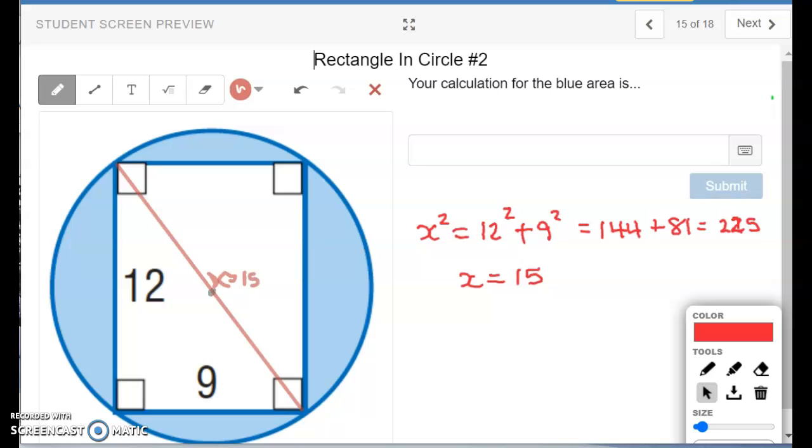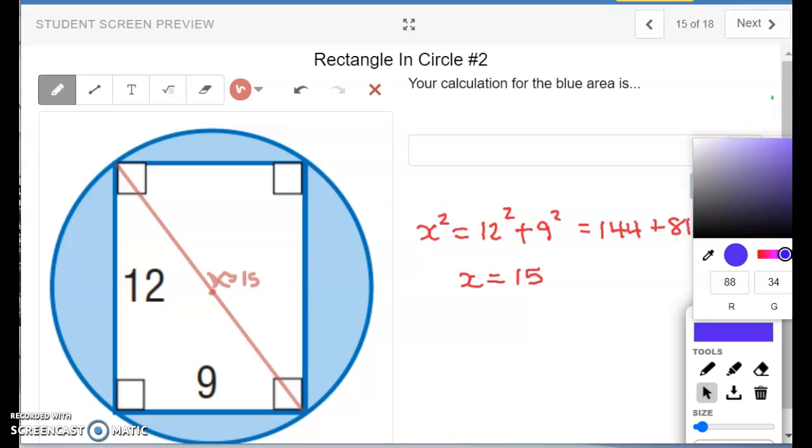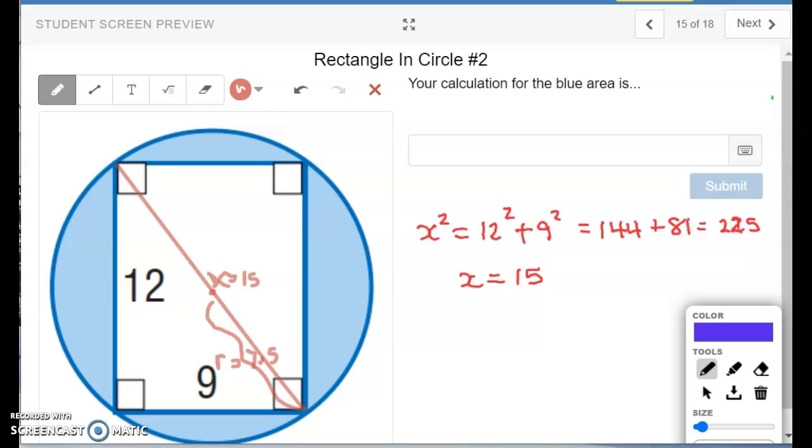That means the diameter is 15. So what do you know about radius? The radius is going to be half of the diameter, so the radius is going to be 7.5 units. Okay, so now can we figure out the area of the blue circle? Area of the circle is going to be pi times r, which is 7.5, whole squared.